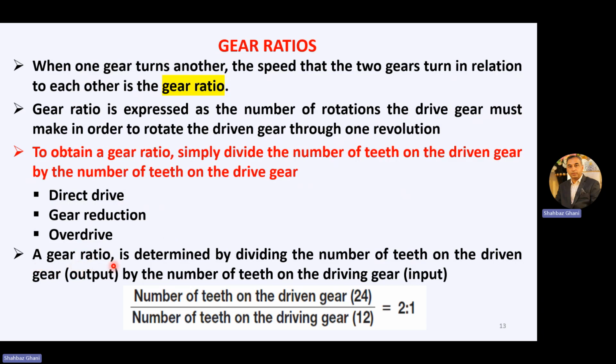A gear ratio is determined by dividing the number of teeth on the driven gear output by the number of teeth on the driving gear input. Let's suppose there are 24 teeth on the driven gear, and the number of teeth on the driving gear is 12. So the ratio is 2:1. So it is a gear reduction.